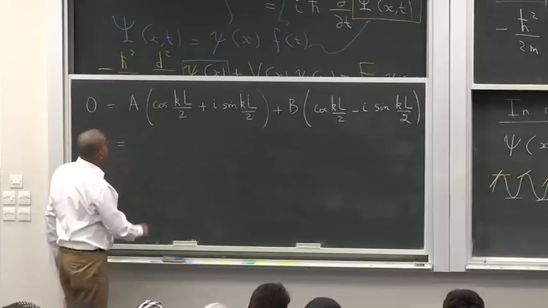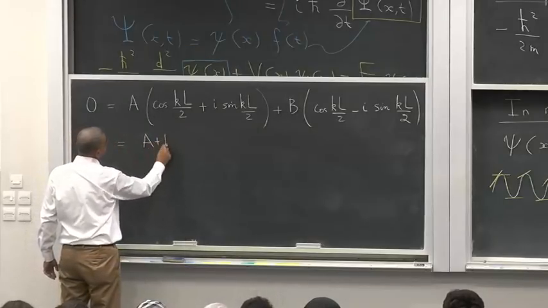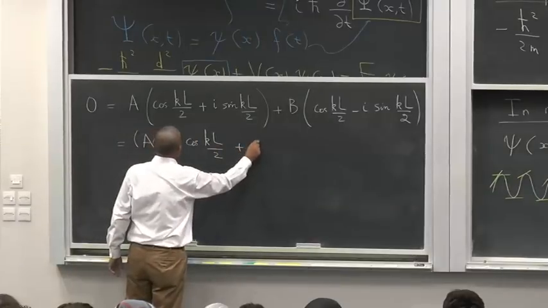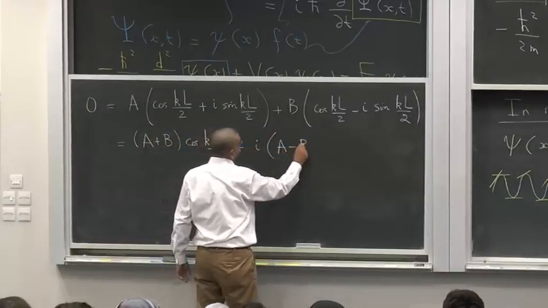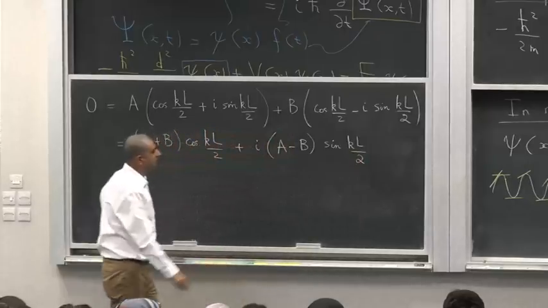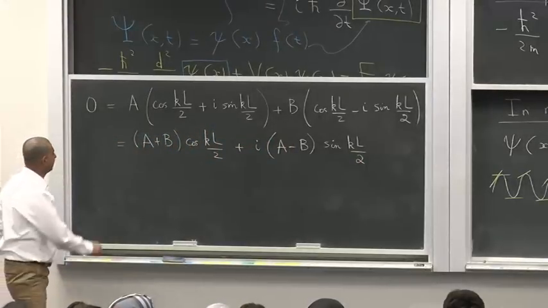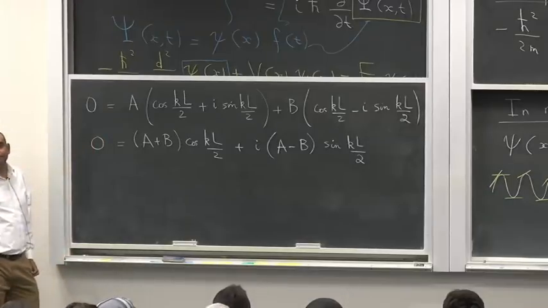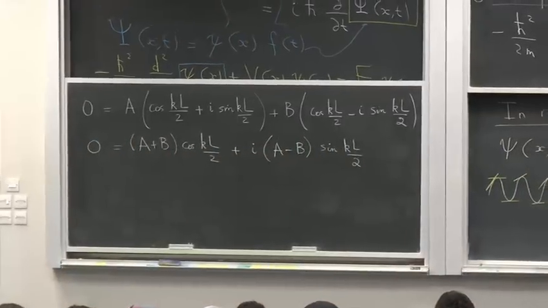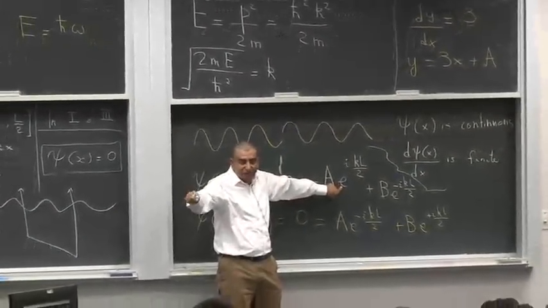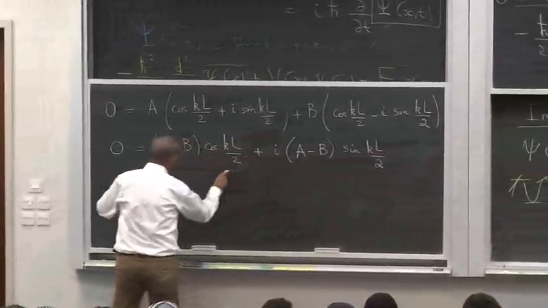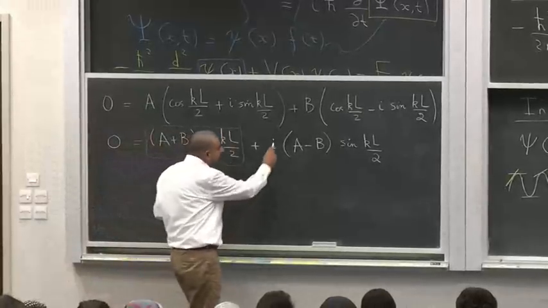Now I have (A plus B) cosine KL by 2 plus iota (A minus B) sine KL by 2. This is 0. Alright? I've just expanded these exponent factors. Instead of e^(iKL/2), I've written cosine KL over 2 plus iota sine KL over 2. Now I have an equation in which I have a real part. So this is the real part, and this is the imaginary part.